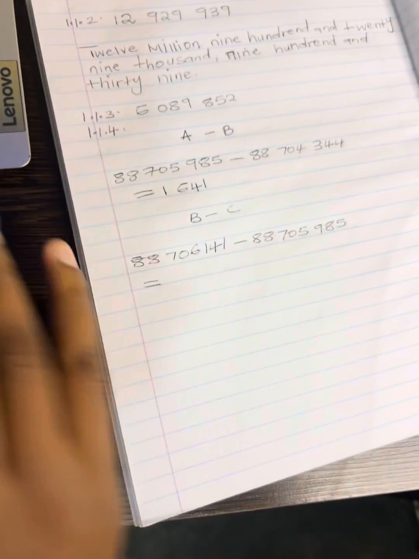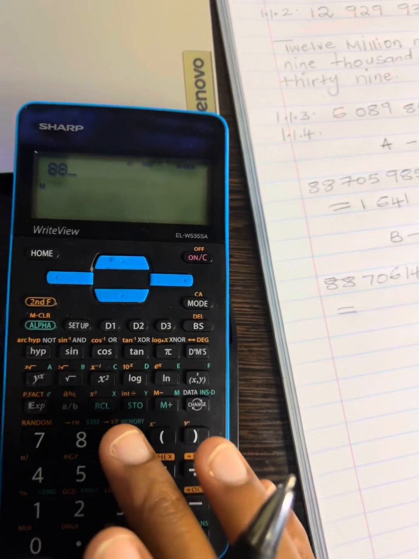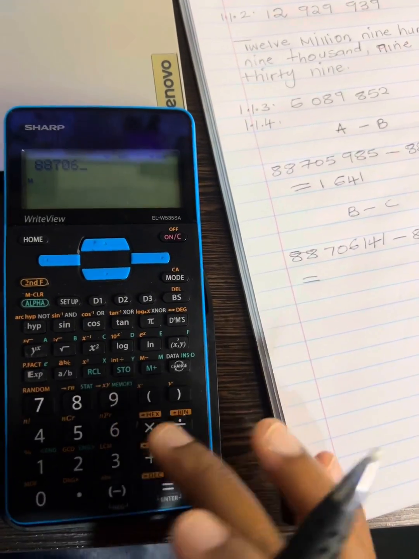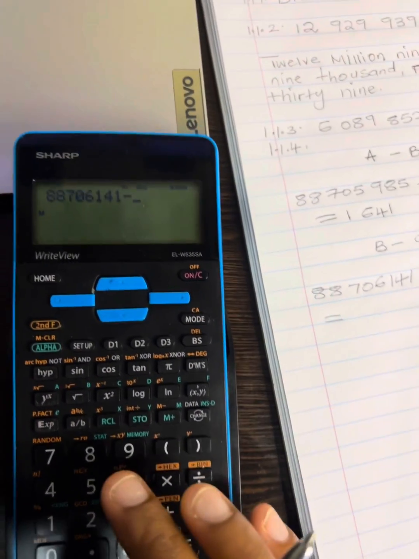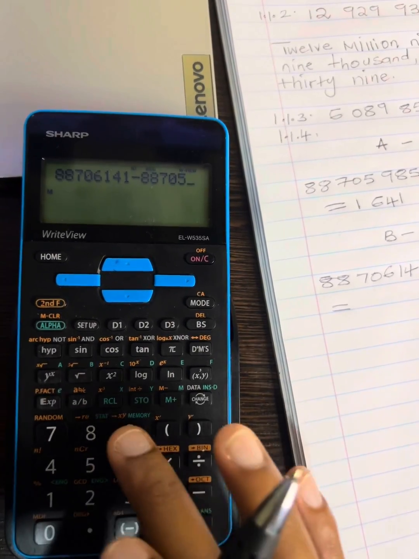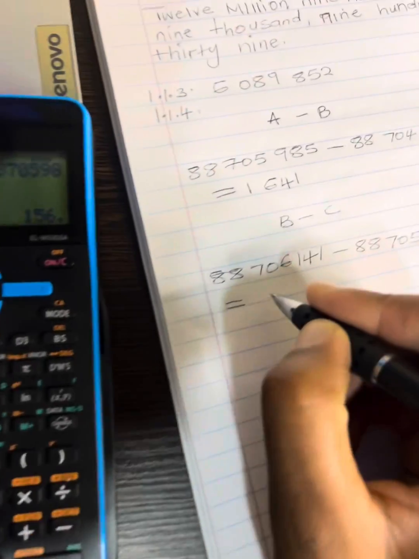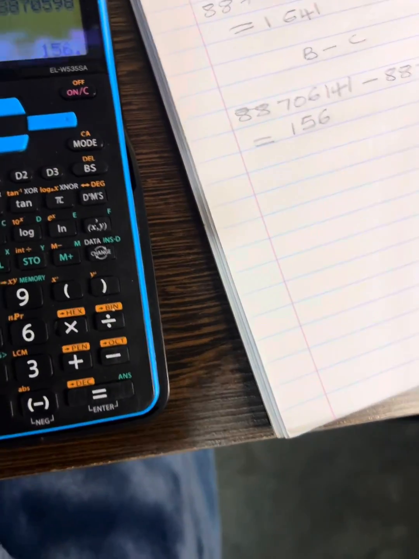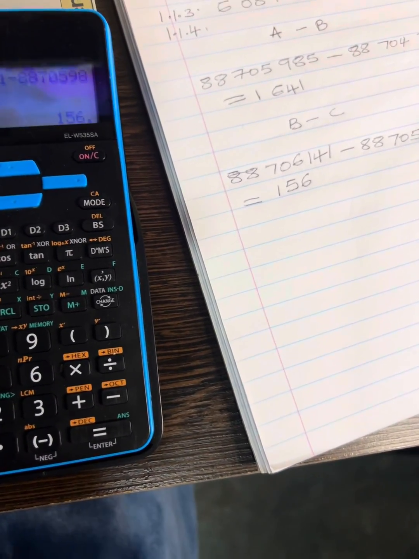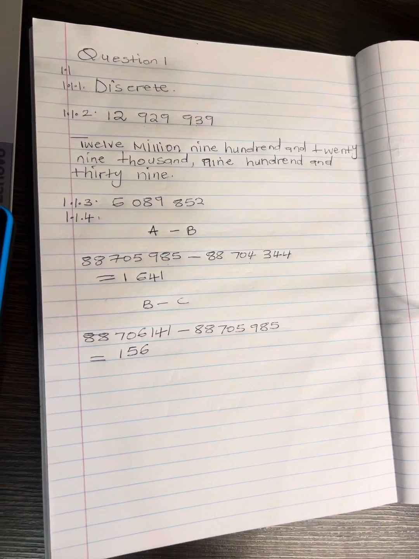And then the answer will be, we're going to say 88,706,141 minus 88,705,985. This is what we're going to have. The answer is 156, meaning the increase from A to B is 1,641, and the increase from B to C is 156.